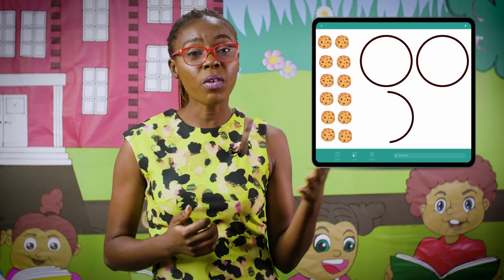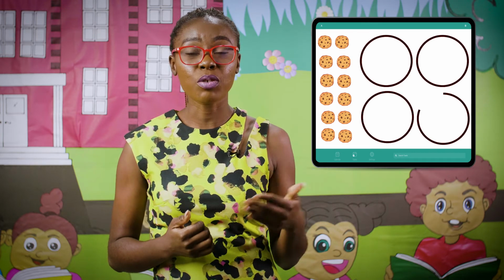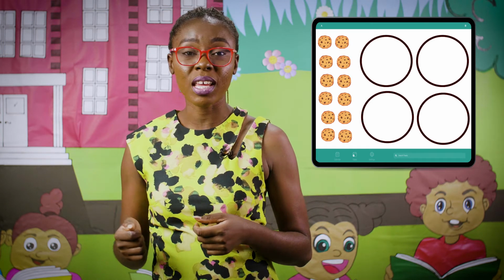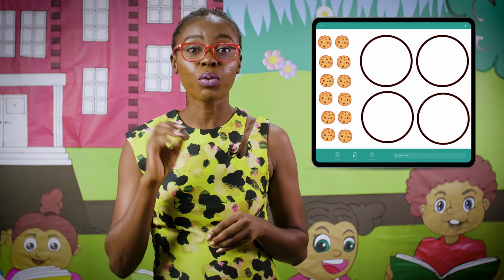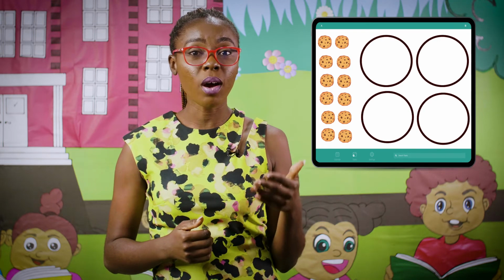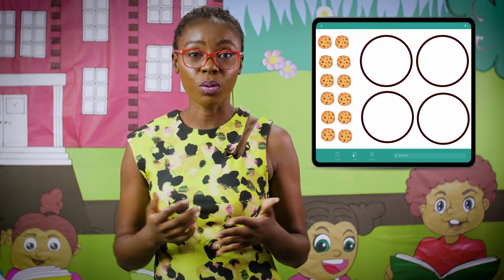Now to share 12 cookies into 4 groups, we have to share one after another. That means we have to put 1 cookie in each group first and then go on like that till the cookie is finished. If we decide to put random numbers of cookies in each group, we will not share equally. To share equally, we have to start by putting 1 in each group first and then going round till the cookies are finished. So let's start.